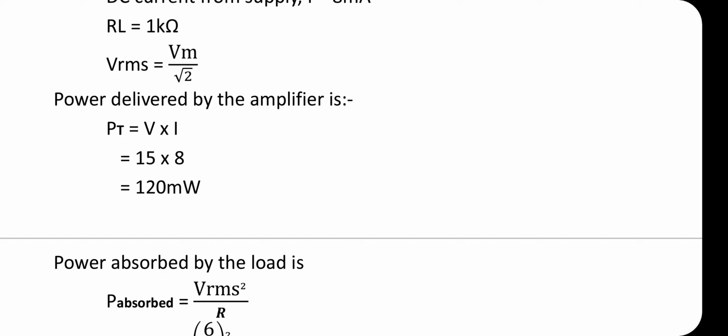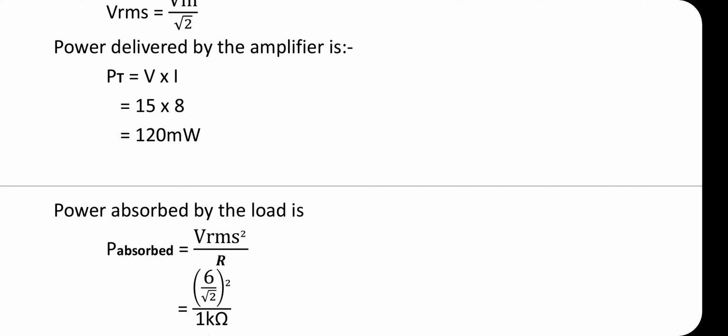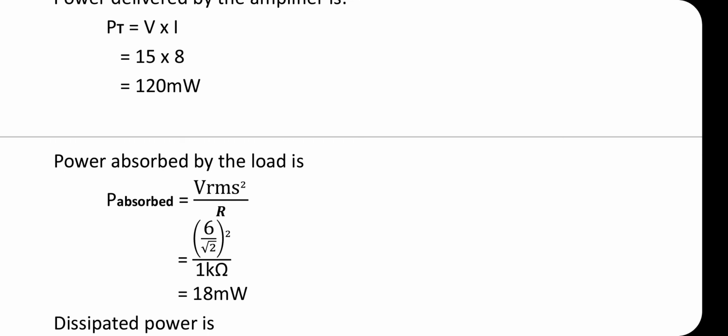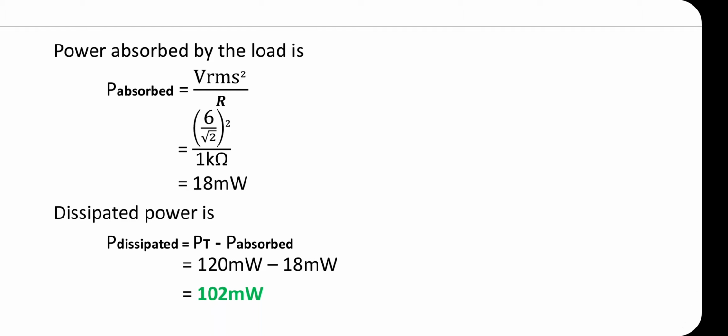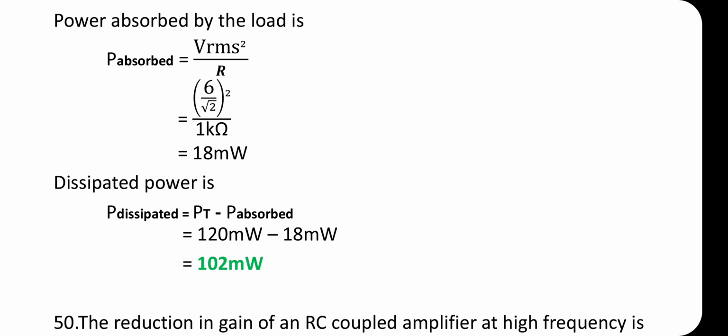Power delivered by the amplifier P T equal to V into I, that is 15 into 8, which is equal to 120 milliwatt. Power absorbed by the load is P absorbed equal to Vrms square divided by R, which is equal to (6 by root 2) whole square divided by 1 kilo ohm. The answer is 18 milliwatt.